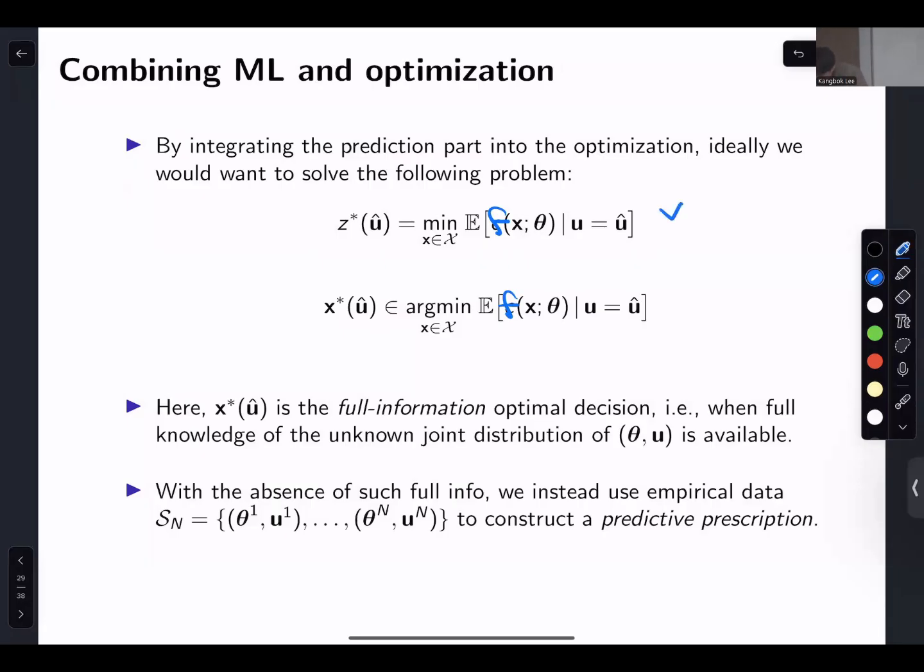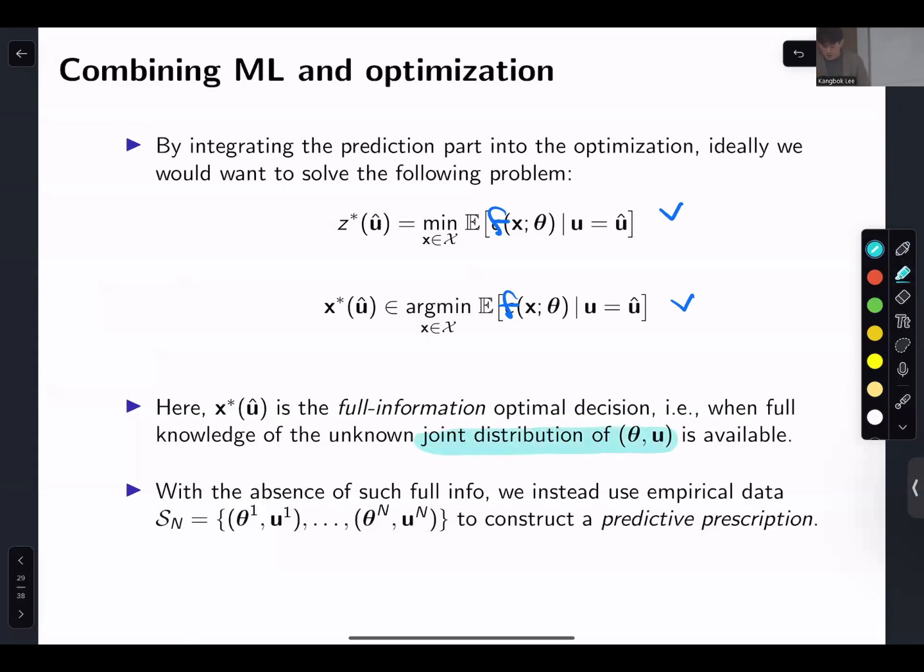So if you look at this problem, contextual stochastic optimization, ideally, if you had full information for this uncertainty, then you can solve this to optimality. And by full information, I mean the complete joint distribution of theta and u.